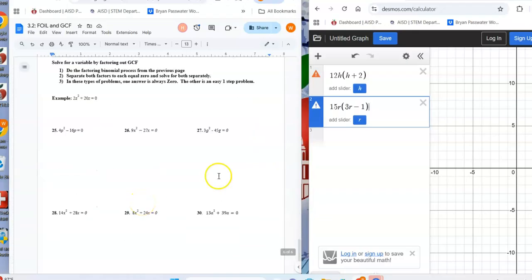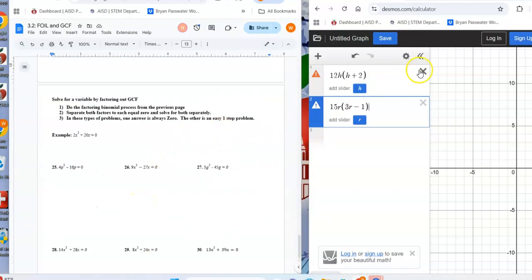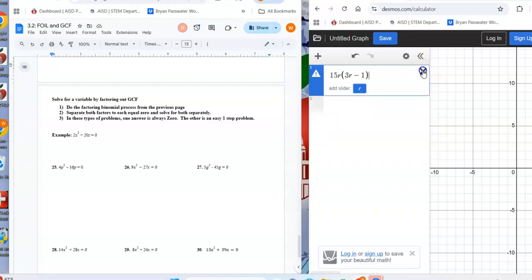All right. Finally, this is how to use the skill we just did, but to actually solve for the variable. So do the factoring binomial process from the previous page. Separate both factors to each equal 0 and solve for both separately. In these types of problems, one answer is always 0. The other is an easy one-step problem.